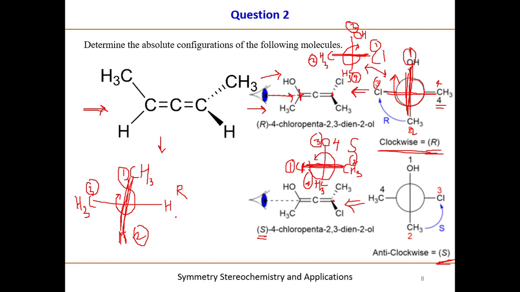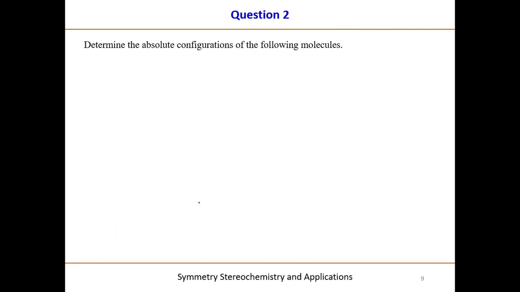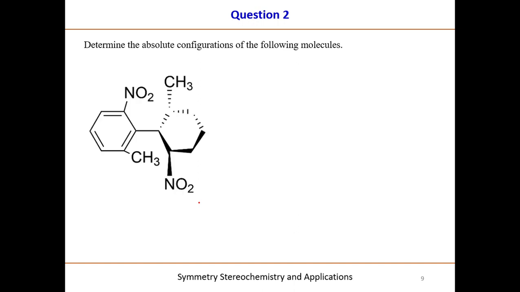I hope this is clear to you. Now let's move to the next example. Next question. This is only for allene molecule. Now we will discuss the other example. This is a biphenyl group, or we can say bicyclic group. This is a bicyclo group.